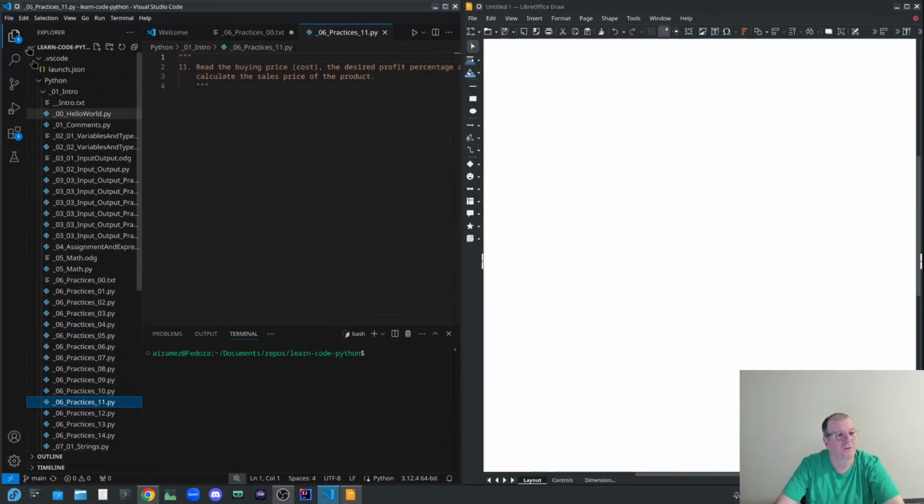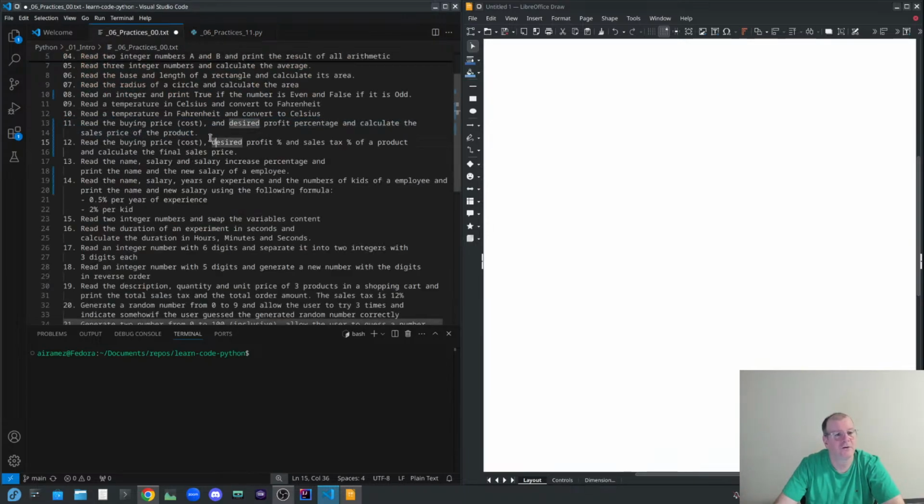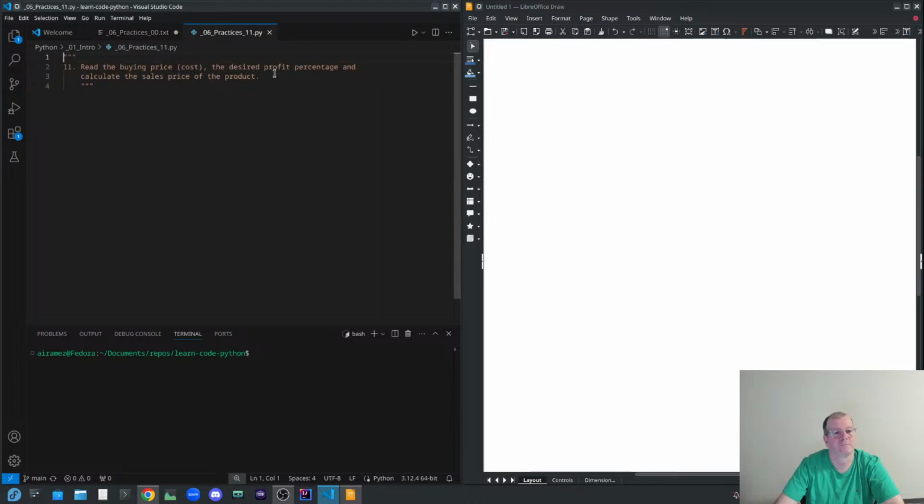So let's go. This is the question. I open this here. So the question is, well, actually, I did a little change in here. Let me copy again, just to make sure that everything is fine. So the question statement is, read the buying price or cost and the desired profit percentage and calculate the sales price of a product.